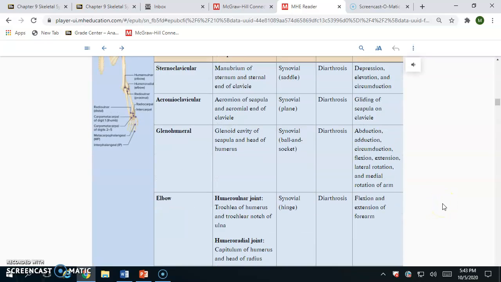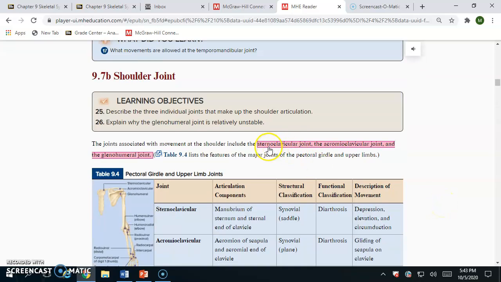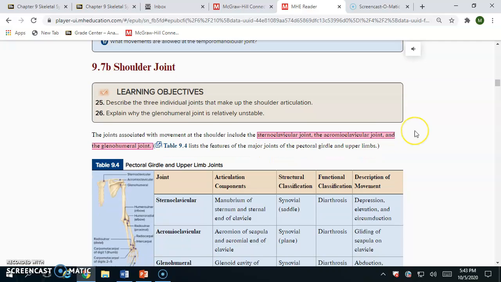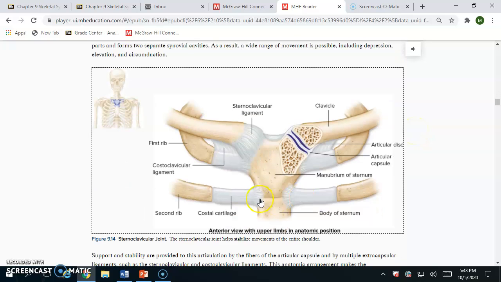I'll go back up here so we have them all in order. There's the sternoclavicular joint. Hopefully you'll realize that sterno refers to the sternum, and clavicular refers to the clavicle. So that's the joint between the sternum and the clavicle, and there's a little picture of it here. That's where the clavicle connects with the sternum at the manubrium, and that's one part of the shoulder joint.